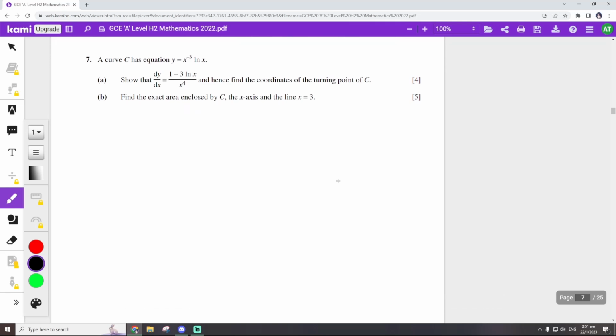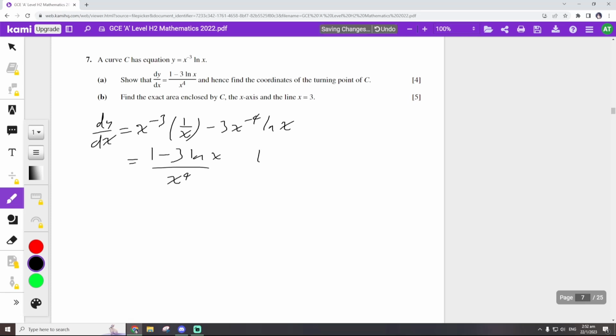Question 7, a curve has this equation. Show that dy/dx is this and find the coordinates of the turning point. Okay. For this dy/dx, we apply the chain rule. So start with keep the x to the negative 3, differentiate ln x, I get 1 over x. Okay, minus 3 times x to the negative 4 times ln x. So this is x to the negative 3 and x to the negative 1, so you get x to the negative 4. So you get (1 - 3 ln x) divided by x to the 4, which is what was given.